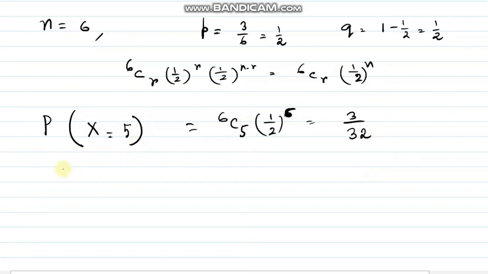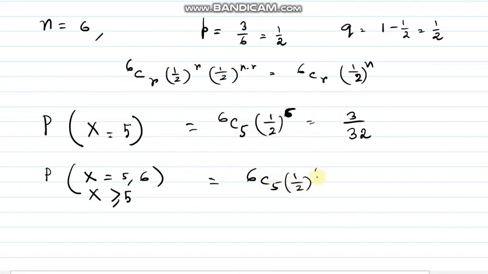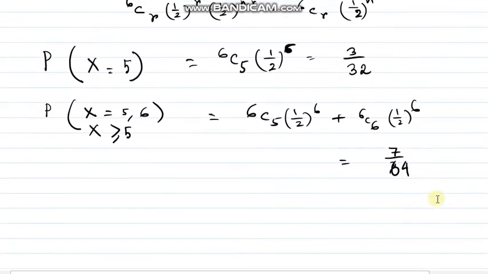Now if you ask, what is the probability of at least 5 successes? That time the value of x can be 5 or 6. Actually, the value of x is greater than or equal to 5, but it cannot be more than 6. So it will be 6C5 half to the power 6 plus 6C6 half to the power 6. If I calculate this, I will get 7 out of 64.